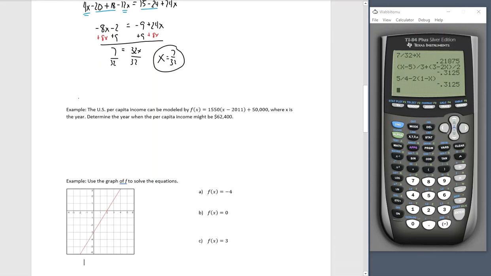All right. Get my cursor a little closer to where we are. It's going to help us here in a minute.